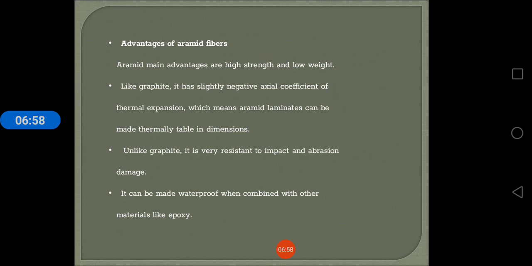Advantages of aramid fibers. Aramid fibers' main advantages are high strength and low weight. Like graphite, it has a slightly negative axial coefficient of thermal expansion, which means aramid laminates can be made thermally stable in dimensions. Unlike graphite, it is very resistant to impact and abrasion damage.